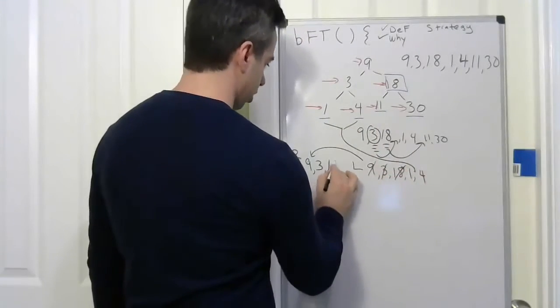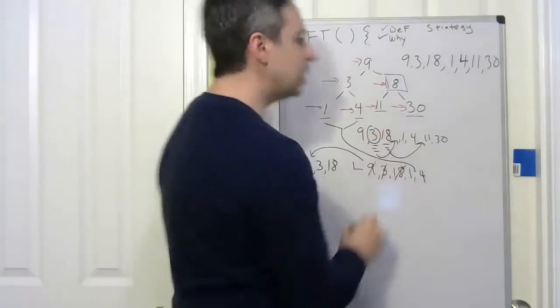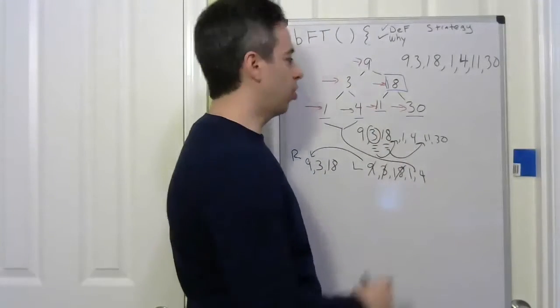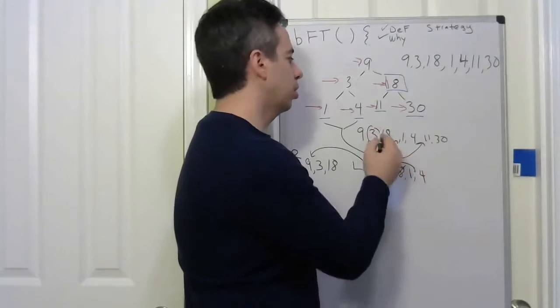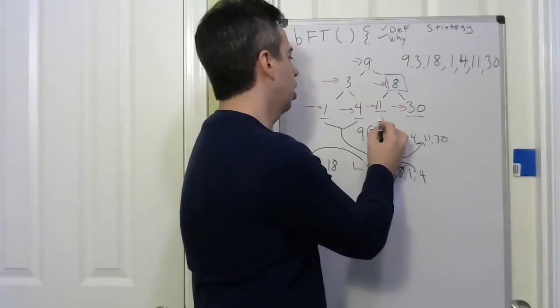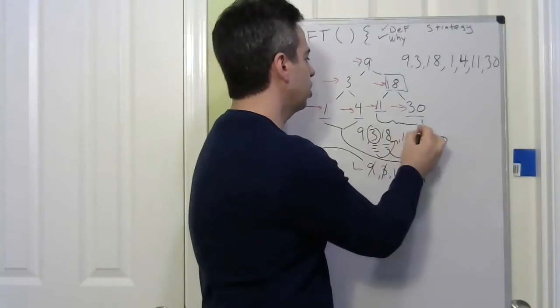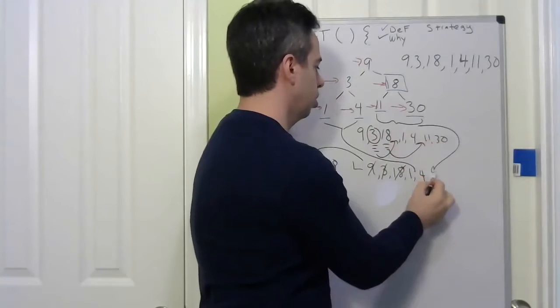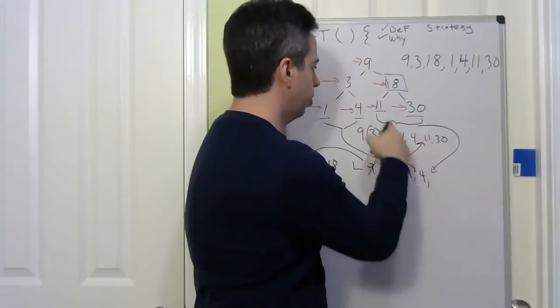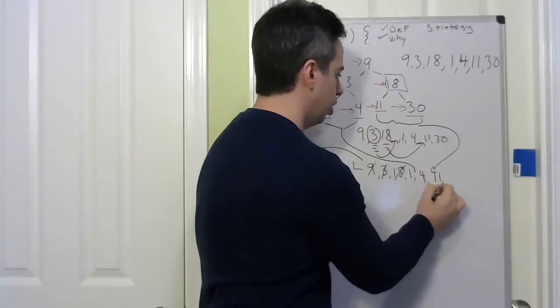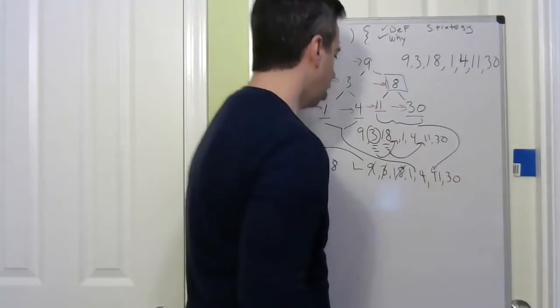Let's take the 18. Let's print out the 18. Does the 18 have a left and a right? Okay, I see these two values here. I'm going to put them on the end: 11 and 30.